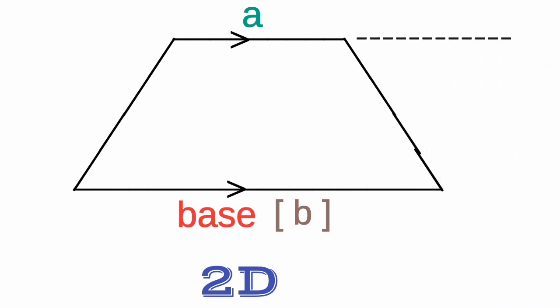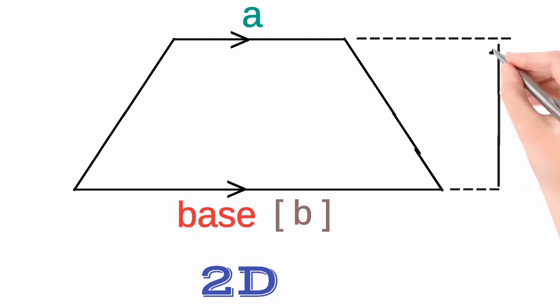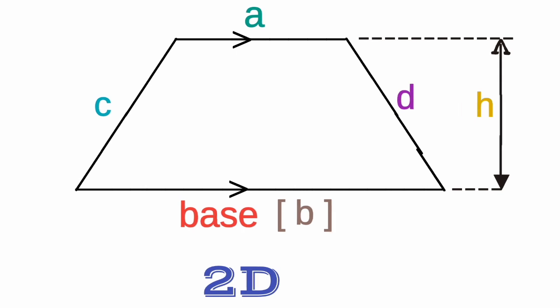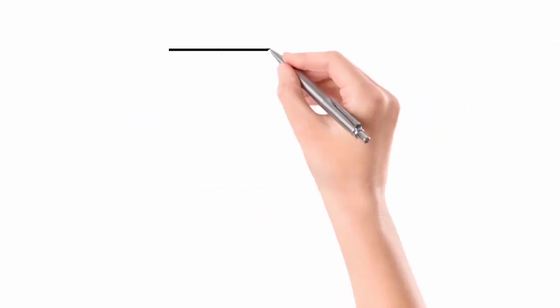We are tracing dashes from the upper parallel side and the lower parallel side, and we join them together with a vertical line which is straight and upright. It is known as height. Any part from A upright to B, which is vertical or straight to B, is height. C and D can also differ in length.